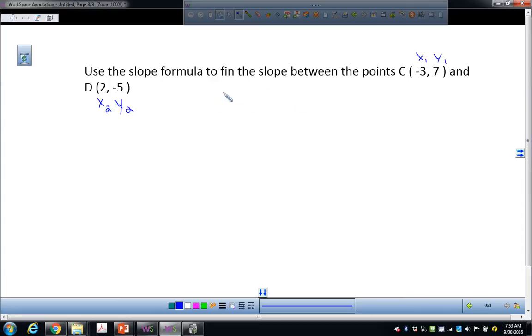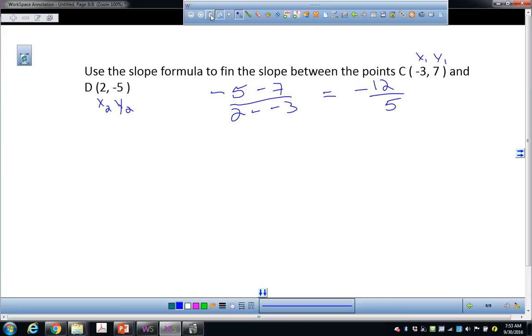So we're just going to do it: -5 minus 7 over 2 minus -3. I threw in some negative numbers there to make it confusing. -12 over 5. That's your slope. Easy enough. You've done that before. I know this is algebra and stuff, but it's a good review. Okay? Can I move on? Yeah.